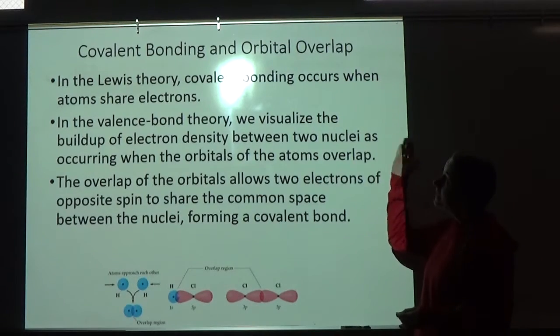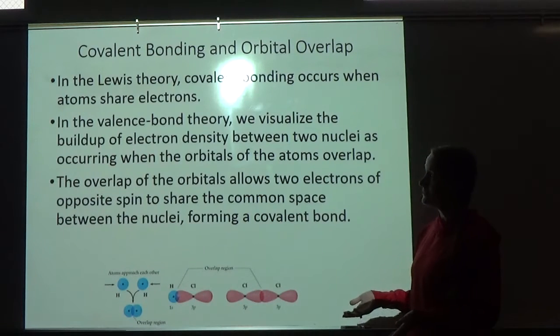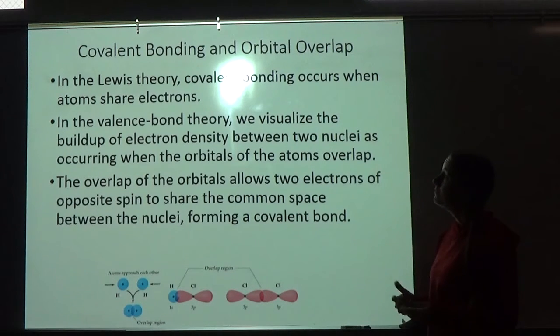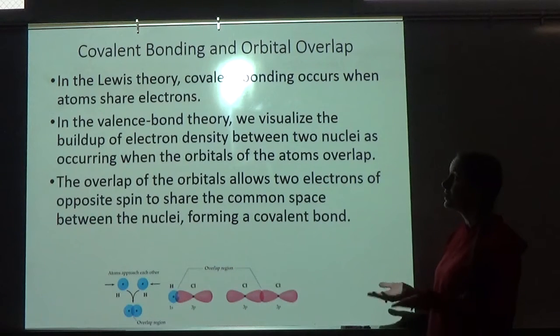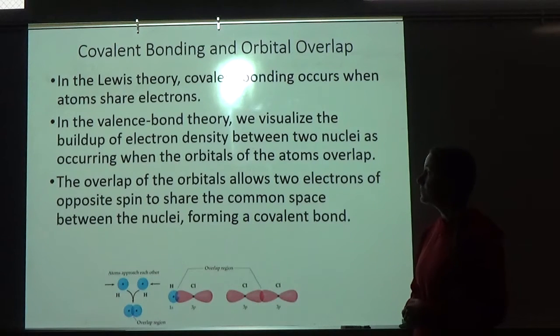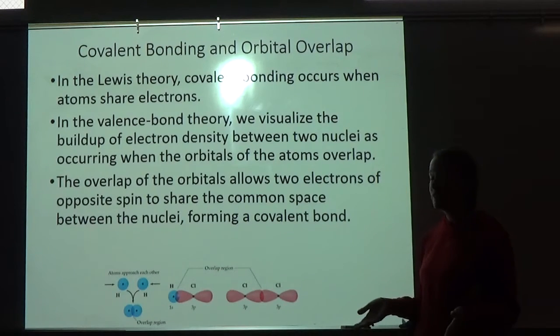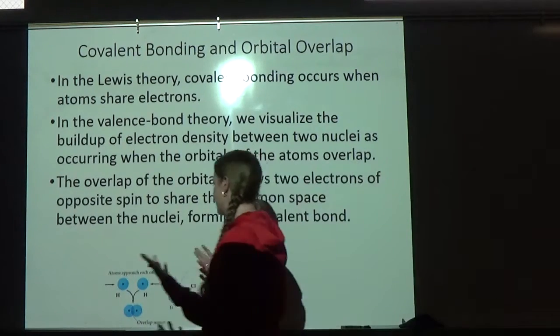So, in the Lewis theory, covalent bonding occurs when atoms share electrons. In the valence bond theory, we visualize the buildup of electron density between two nuclei as occurring when the orbitals of the atoms overlap. The overlap of the orbitals allows two electrons of opposite spin to share the common space between the nuclei, forming a covalent bond. So it would look something like this.